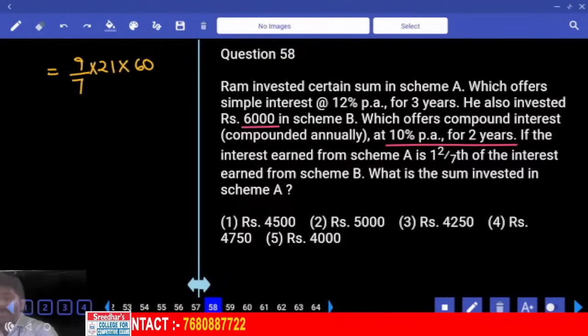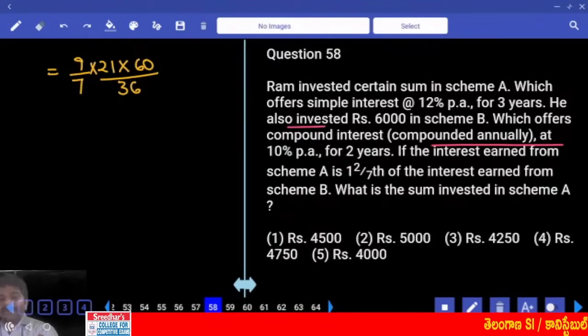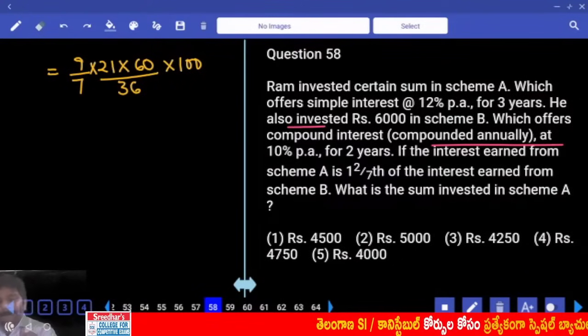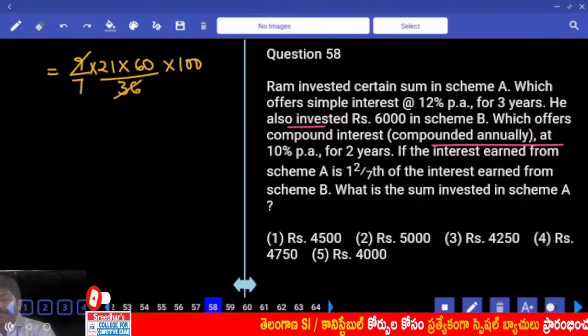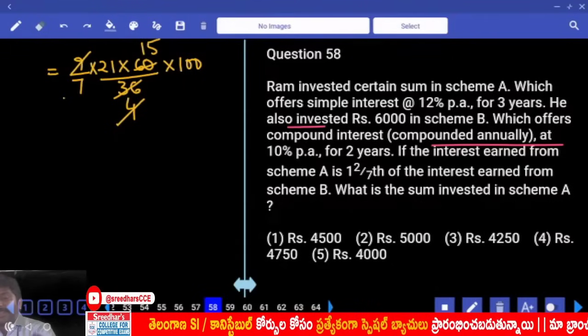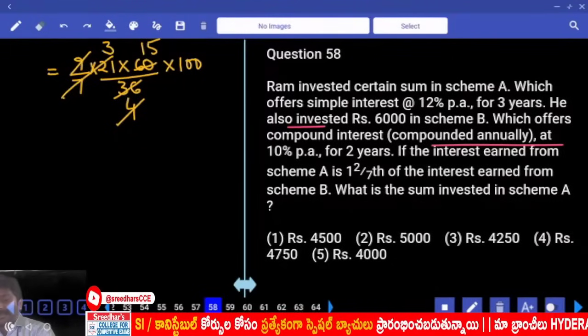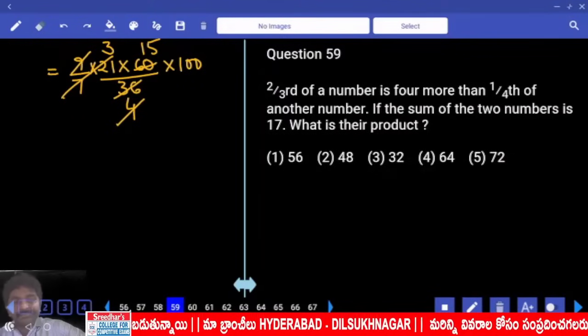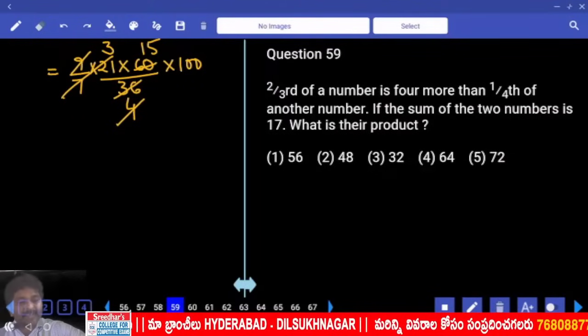And this is the interest received from scheme A. Scheme A, which is 36%, right? 1% value is equal to that divided by 36. And we need 100% value, so into 100. Got it? 9, 4 times, 4, 15 times, 7, 3 times, 4,500.